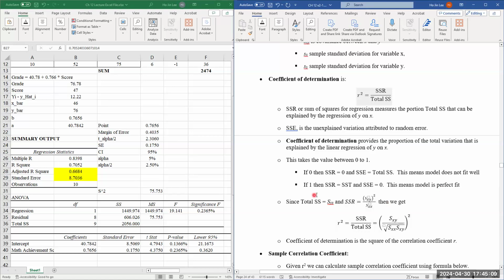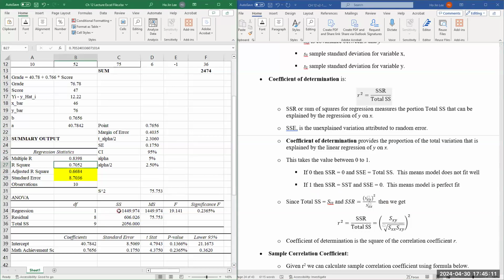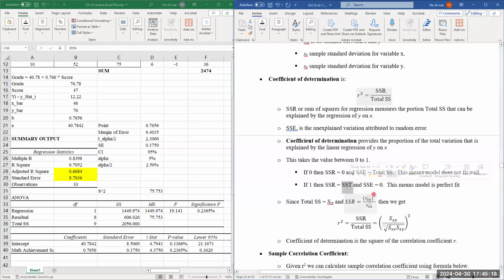If it's equal to 1, then SSR divided by total SS is equal to 1. Okay, they're equal. And that means SSE, the sum of square error, is equal to 0. The model is a perfect fit. So you want this number to be as close to 1 as possible.